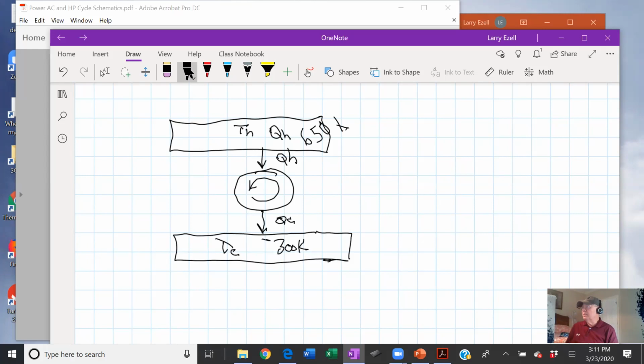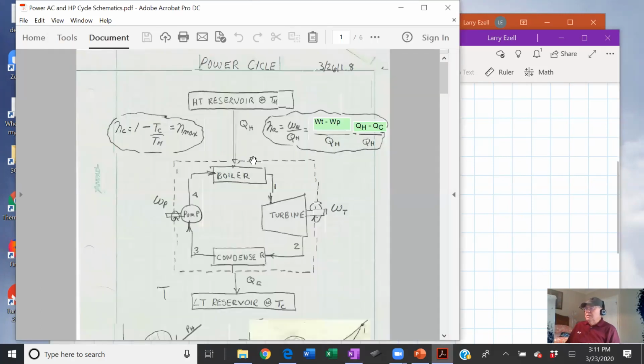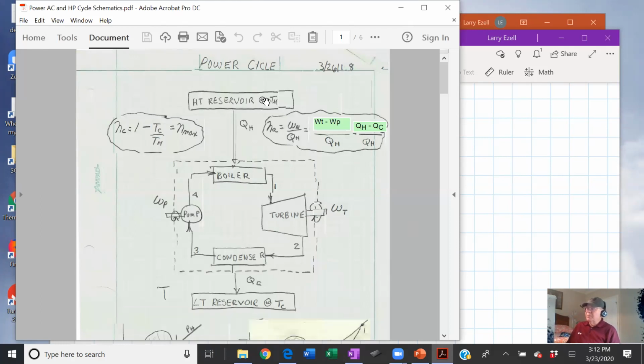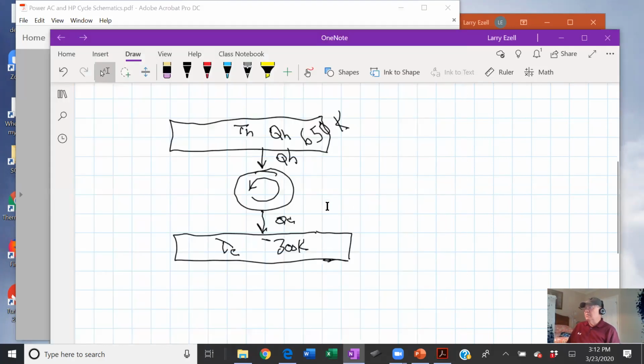But what I'm trying to illustrate here, there's his cycle. Now let's look how I draw it. Here's his cycle. Oh, I got to get back to that page. See, I take his circle and make it a square, and I actually draw the cycle in here, where it's pretty easy for you to see what's happening. QH is coming from that high temperature reservoir and going into this cycle, and it's entering at the boiler. Oh, I didn't draw the work out of it, did I? Let's do that.